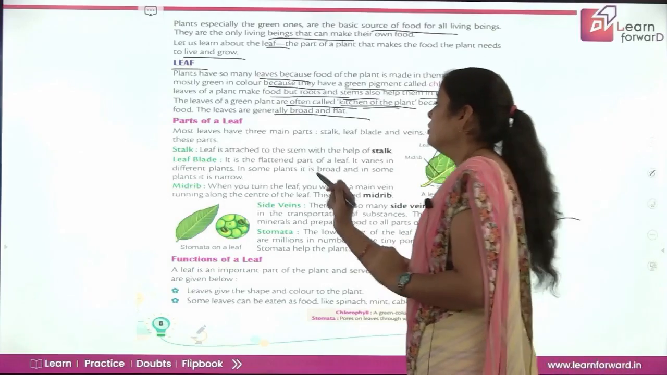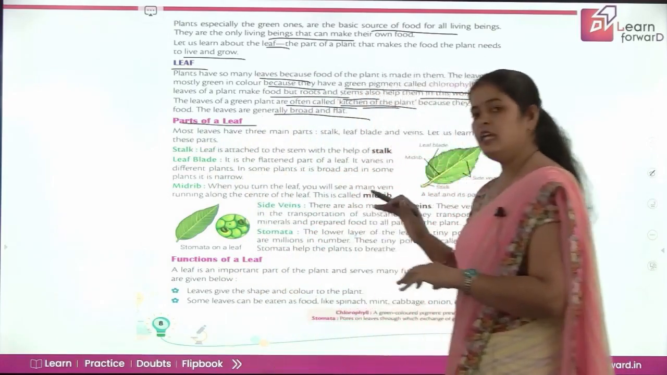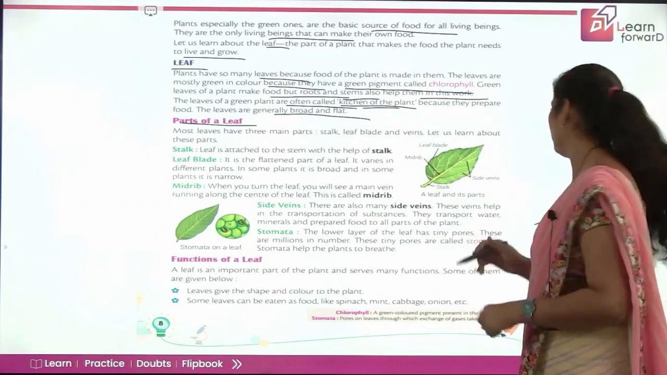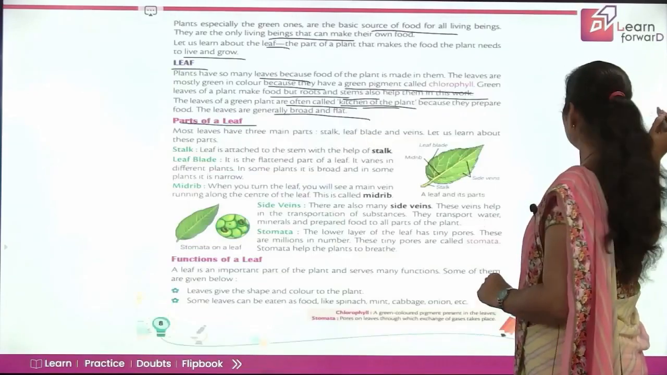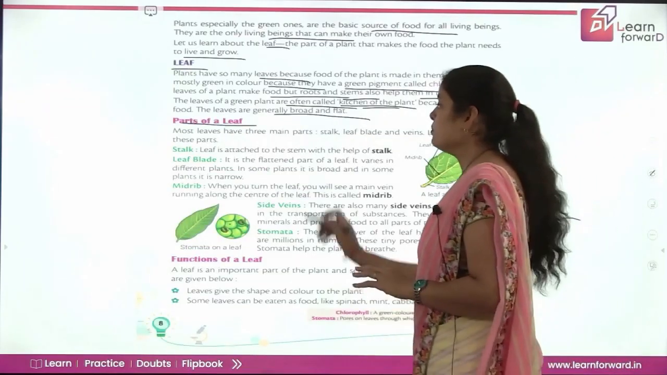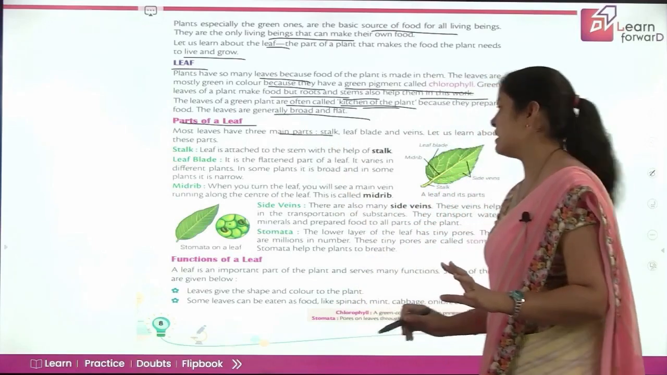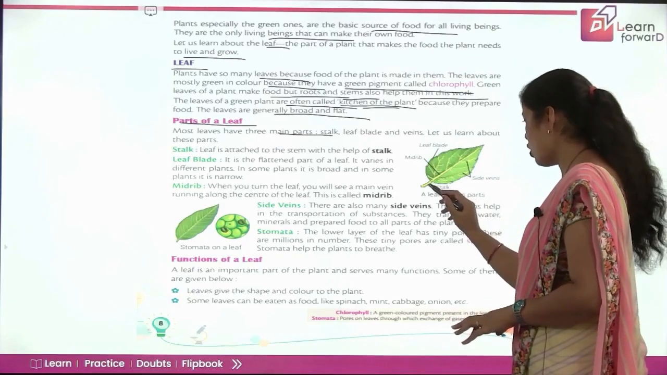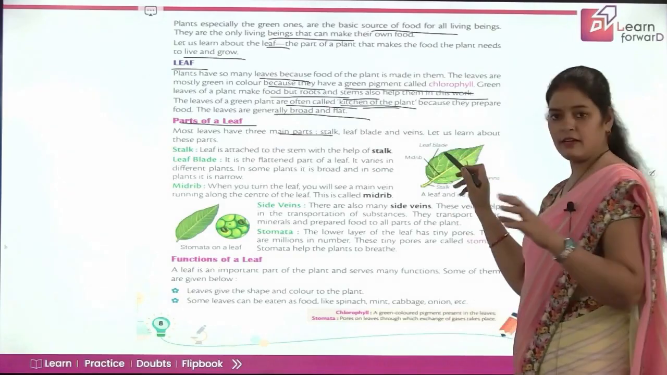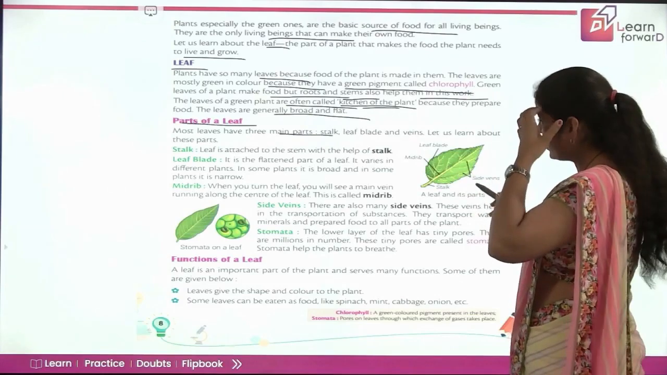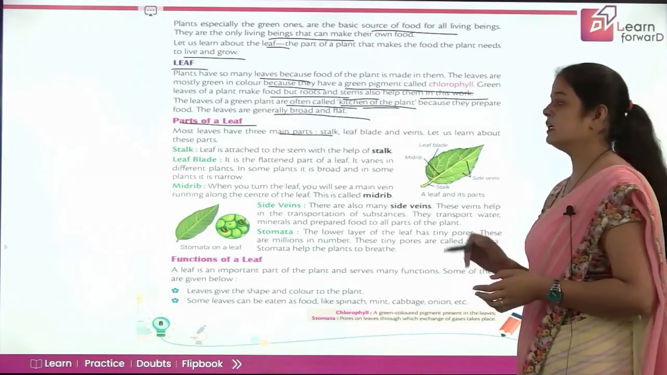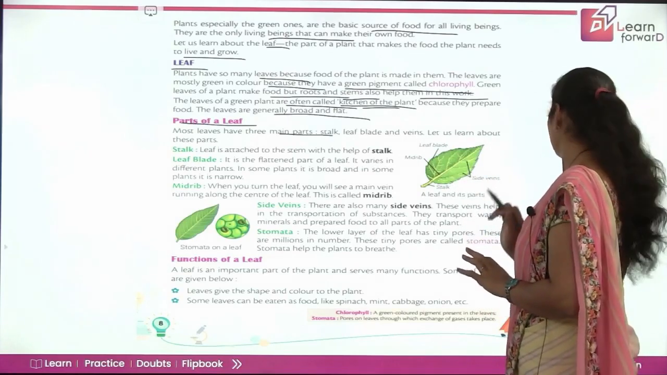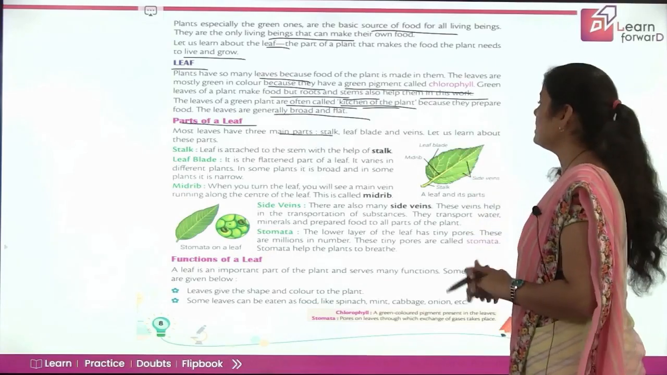Okay. So now next is parts of leaf. Leaf also has different parts, the same that we have labeled in our first slide. Most leaves have three main parts. What are they? Stalk, leaf blade, which I have mentioned as lamina, and veins. So these are the three main parts. Midrib is also a part, but these three are most important.